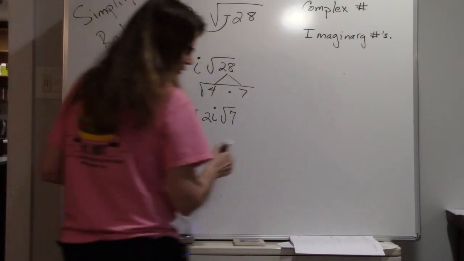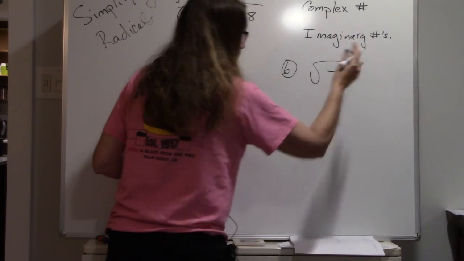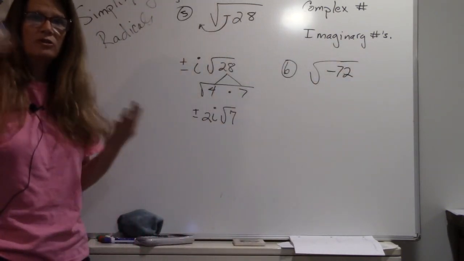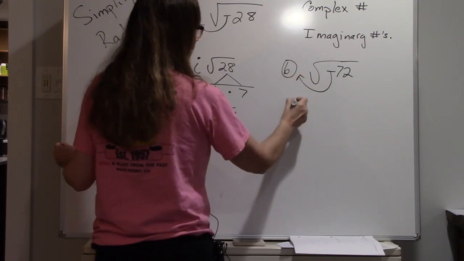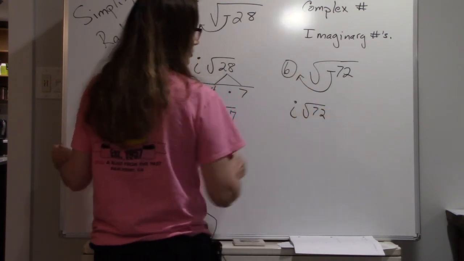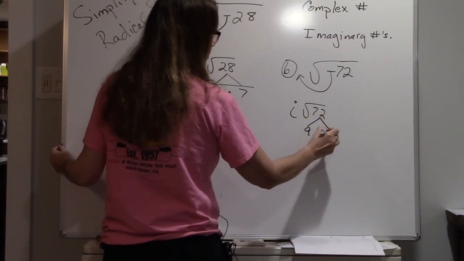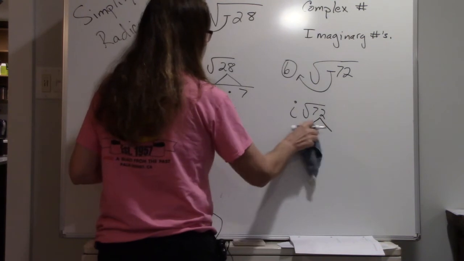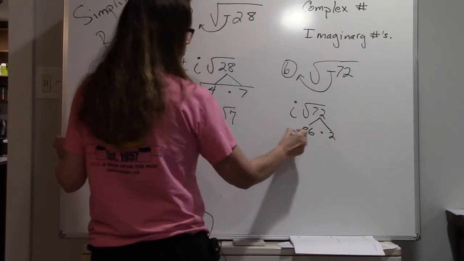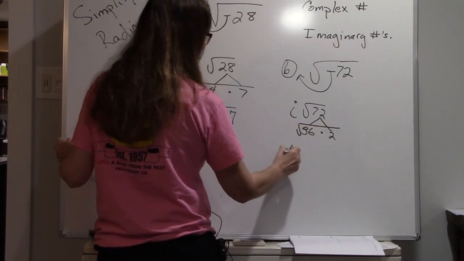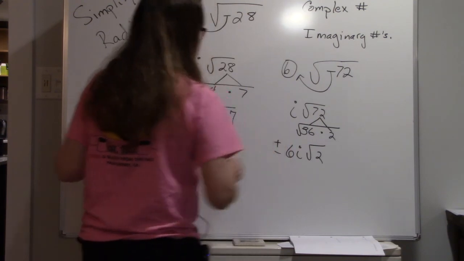Okay, let's try number 6. Square root of negative 72. Now, we already did positive 72. So negative 72, the only difference is I'm going to pull this negative out. I have i square root of 72. Break this down. 9 times, caught myself. Larger number, 36 times 2. Square root of 36 is 6. My i gets dropped down. Square root of 2. Plus or minus.